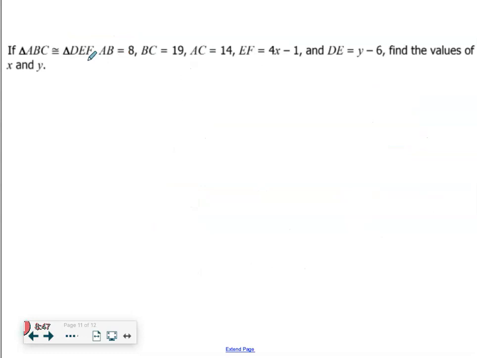It says if triangle ABC is congruent to triangle DEF, AB equals 8, BC equals 19, AC equals 14, and so on, find the values of X and Y. What is our game plan? So BC, so EF, 4x minus 1 equals 19. Why do we know that? BC is equal to EF. Connor looked and he said that BC matches EF, so we can set them equal to each other. So what is BC? 19. X is 5.